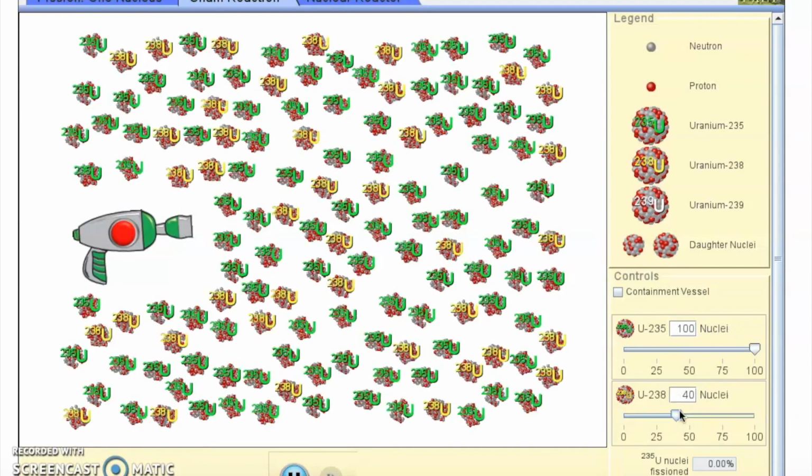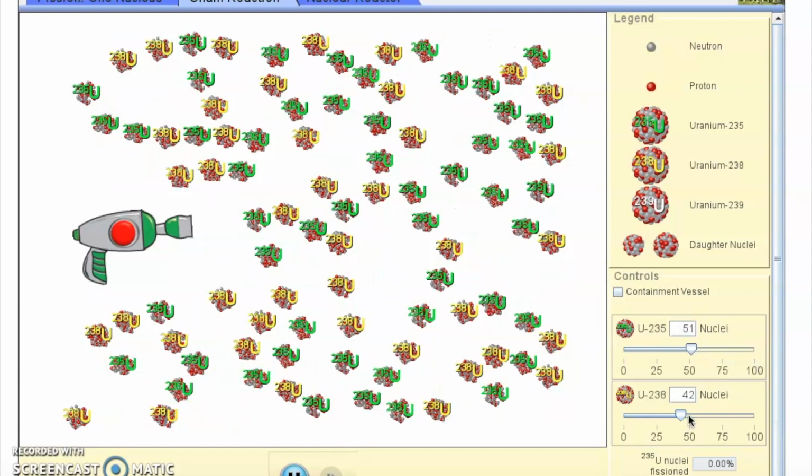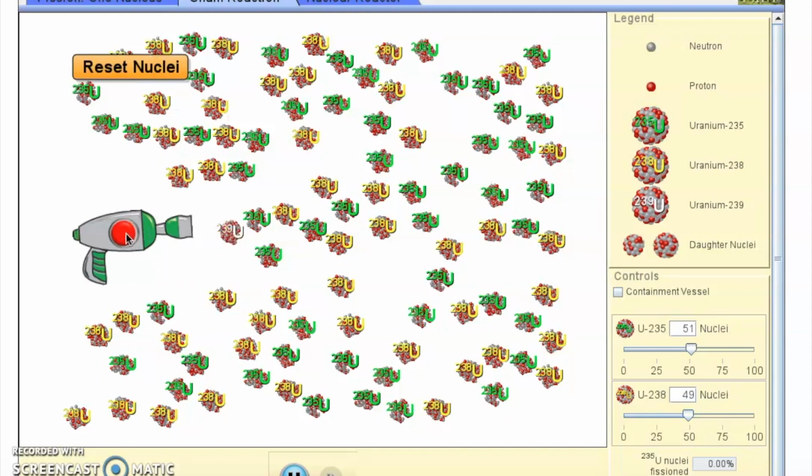So this is a mixture of uranium-235 and uranium-238. Let's try to get just about even amounts. Ooh, as you can see, my first neutron that I fired hit a uranium-238, so it made uranium-239, which honestly is not that unstable, so we didn't get nuclear fission. So I'm going to shoot it again. That time it hit a uranium-235. And we got a couple more reactions from those neutrons flying out.